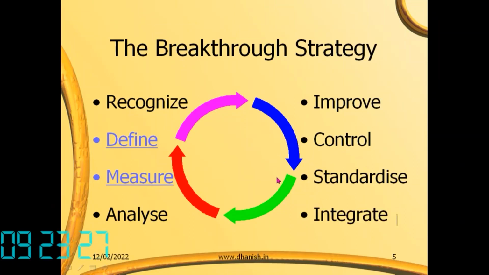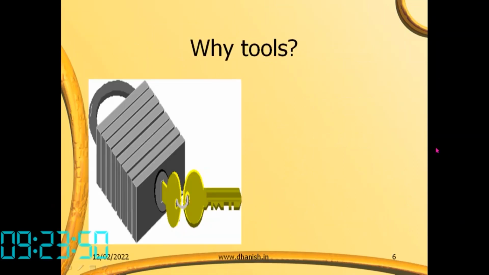Then integrate throughout the organization. So if you start it on one machine, then you adopt that on all the machines in the factory, then perhaps other units throughout the organization. Okay. So in a multinational organization, there is a lot of potential for integration. Okay, so this is the breakthrough strategy of Six Sigma.